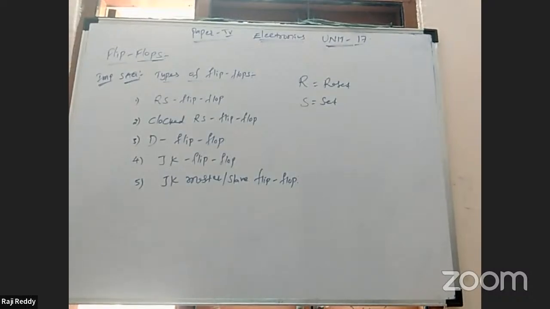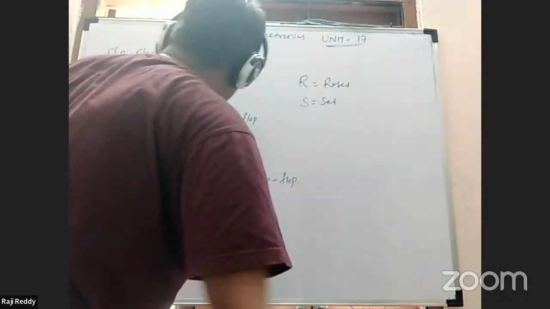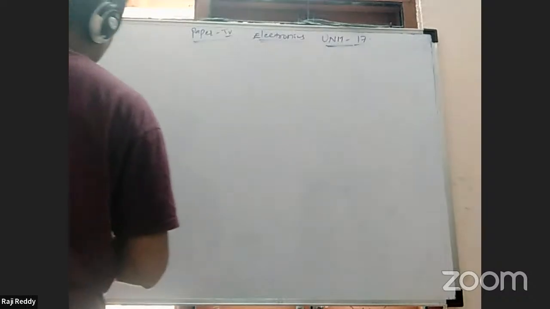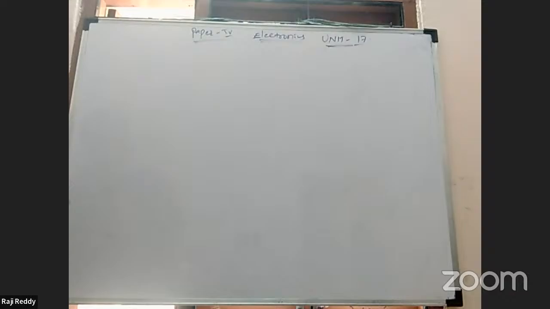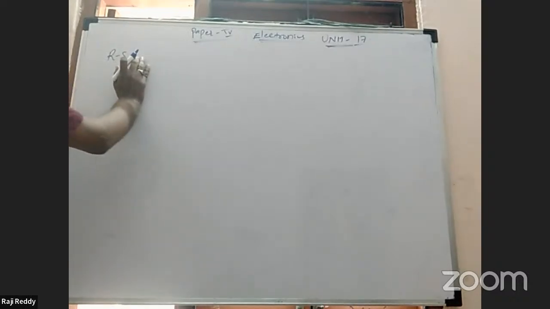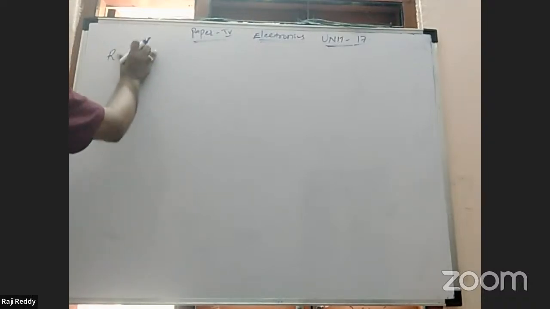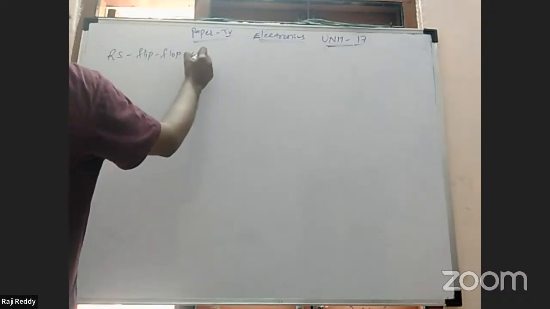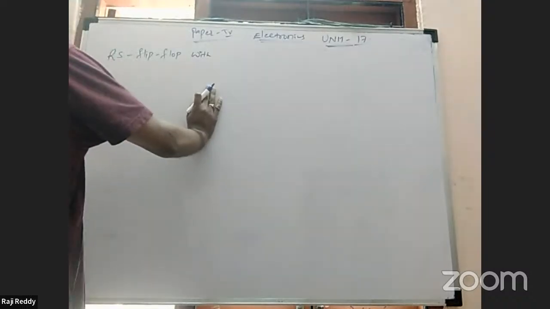But it's an important thing only. RS flip flops. First I'm going to explain the first one, RS flip flop. Literally, it means reset set. RS flip flop with NAND gate. Already we know the NAND gate. RS flip flop, what we can say, that is reset set. RS flip flop with NAND and NOR. First we'll take NAND and NOR.